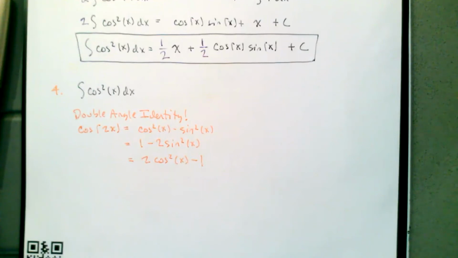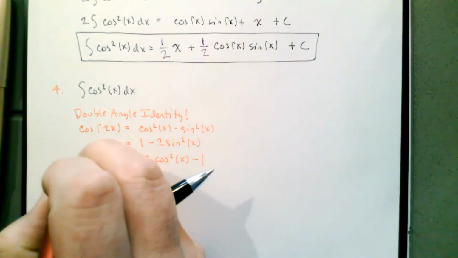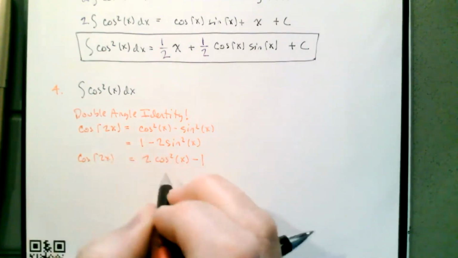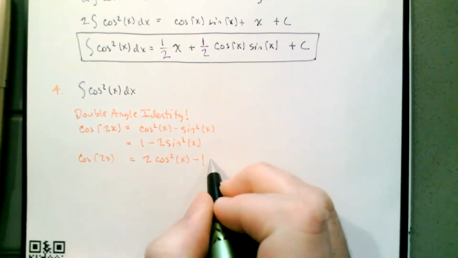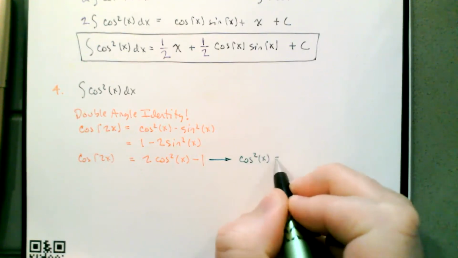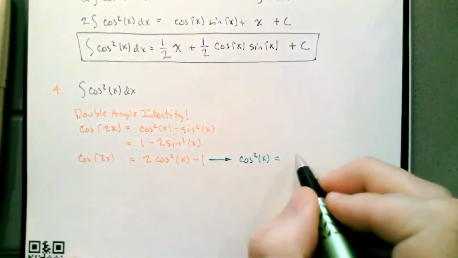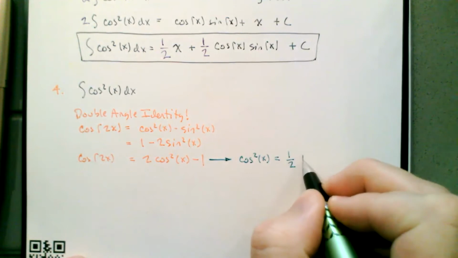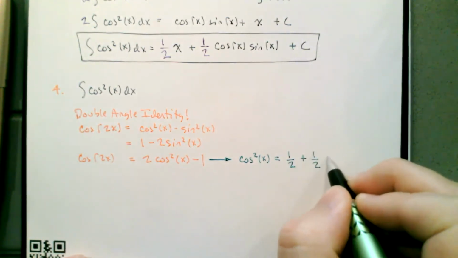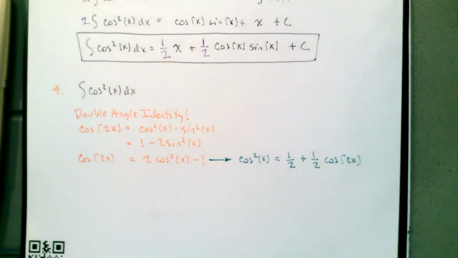So we're going to trade our cosine squared. I'm going to solve this equation. It says cosine of 2x is 2 cosine squared x minus 1. We're going to solve this for cosine squared. So I'll take the cosine of 2x, add 1, and then divide everything by 2. I'm specifically solving for cosine squared. I'm not going to take the square root of both sides because I want to replace cosine squared in my integral.